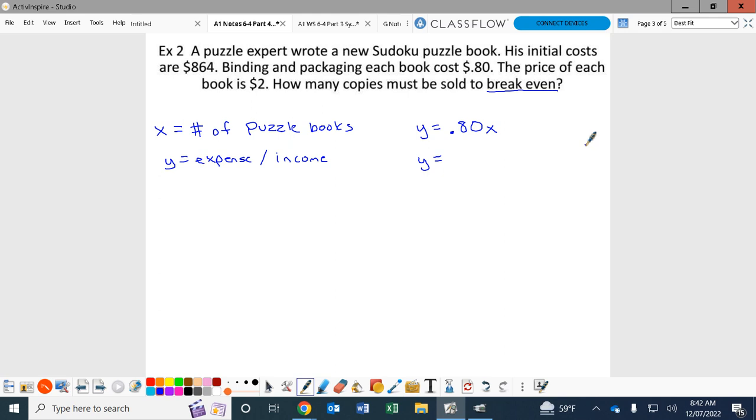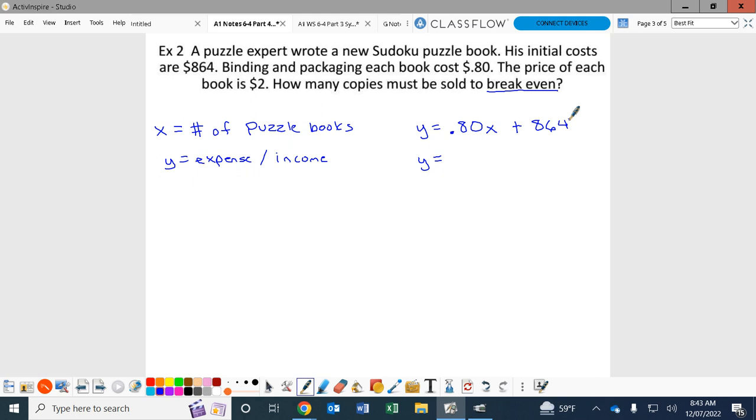Guys, how much money, what else are they spending money on in the beginning? Read the sentence. That's that $864. They had to create them to set them up in the beginning. They had to pay that money out in order to get this set up.